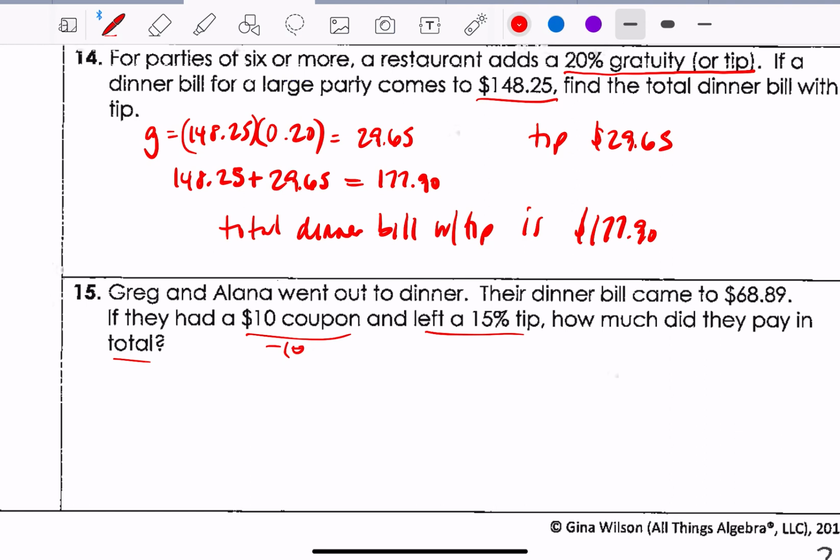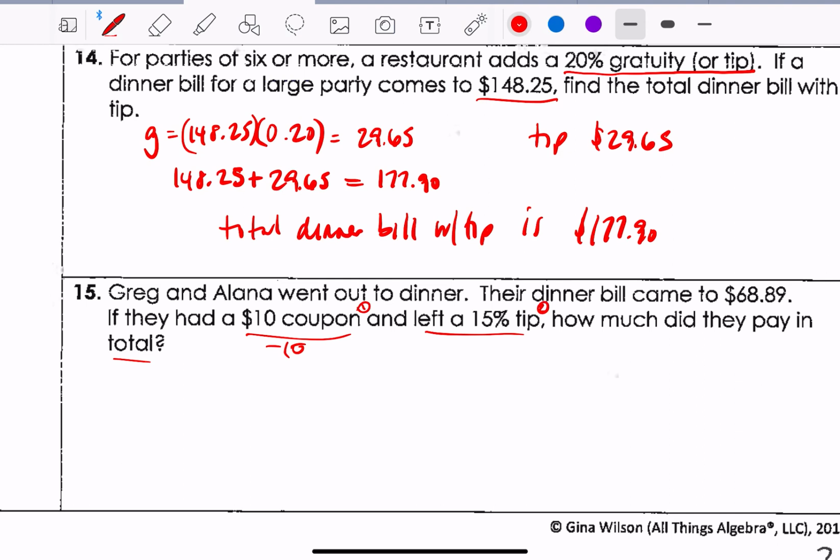The 15% tip, we're going to have to work on that to figure that out, but the $10 coupon is just minus 10. Normally, in the real world, you would tip on the original amount, but for this problem, I'm going to tell you to just do what they give you in order. So they're telling you about the coupon first, and then they're telling you about the tip second. So let's just take them off in the order that they wrote them.